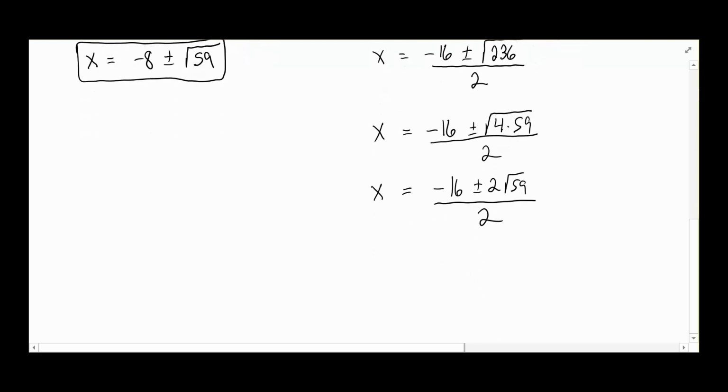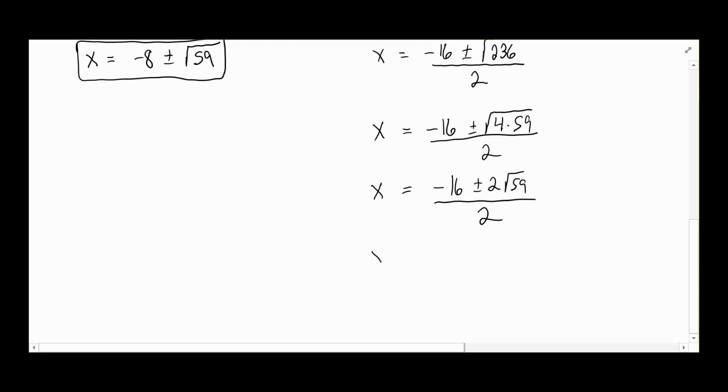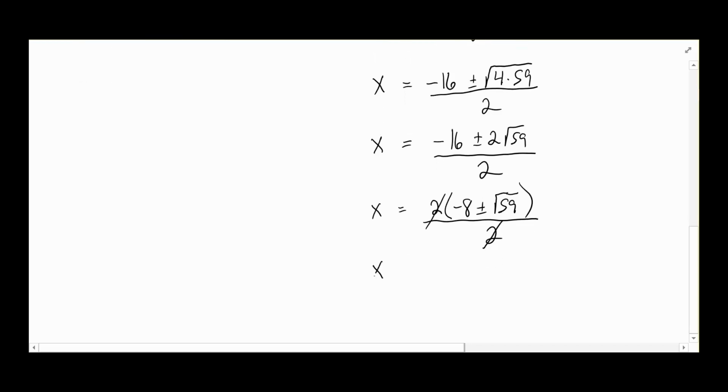Now we have to simplify this fraction. In order to do so, we need to realize that I could factor a 2 out of the top. And in doing so, my 2's will divide out in the top and the bottom. And I do end up with the same answer as we got using the trick.